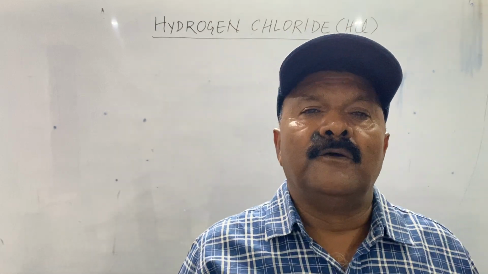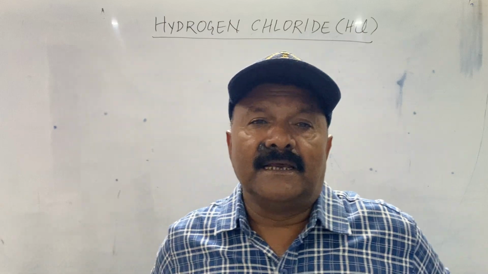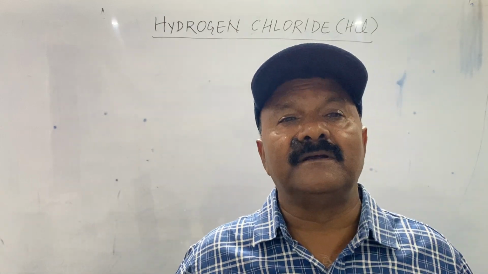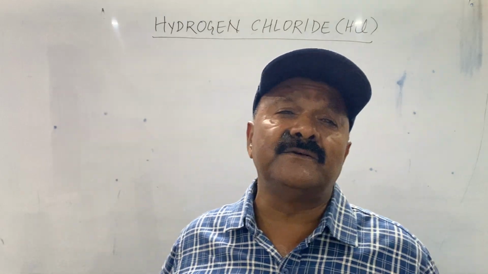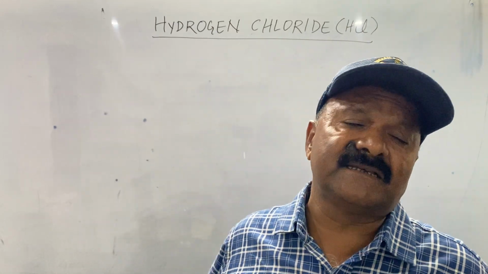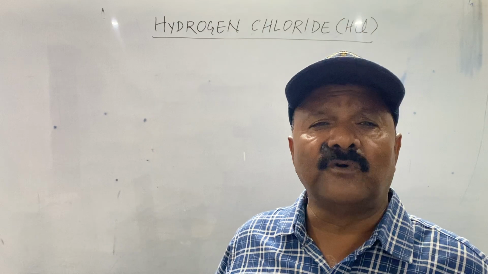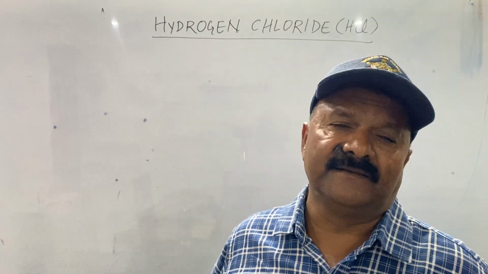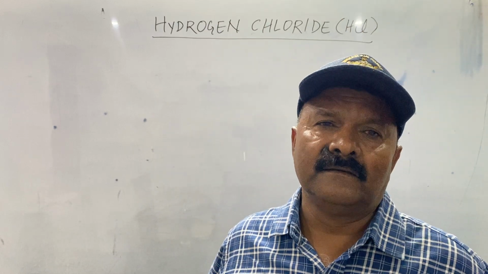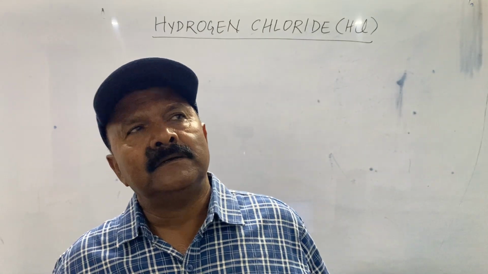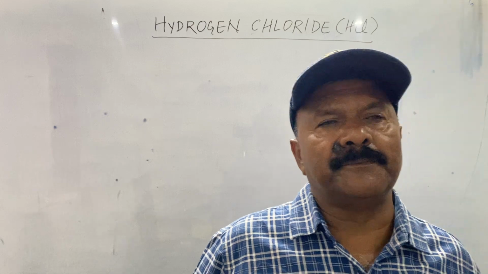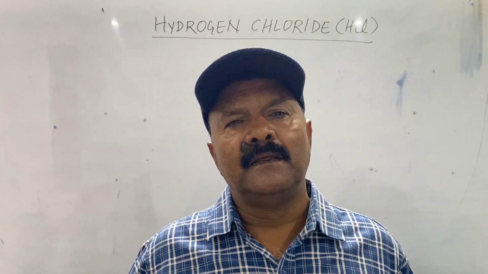Remember, when HCl is in the gaseous state, we call it hydrogen chloride. But if HCl is dissolved in water, we call it hydrochloric acid. That's the difference. So first of all, I am going to teach you about the preparation of hydrogen chloride.